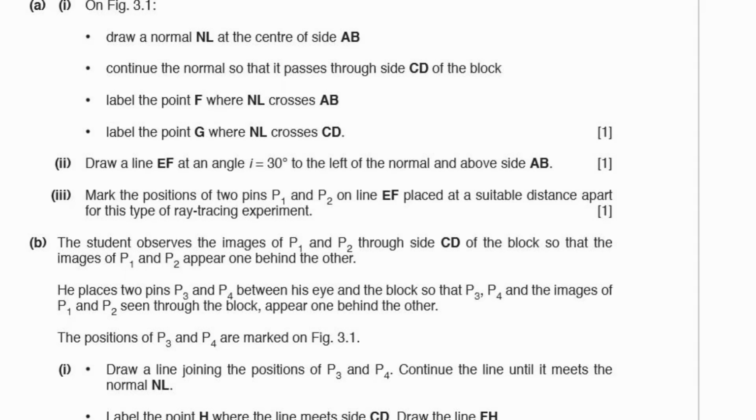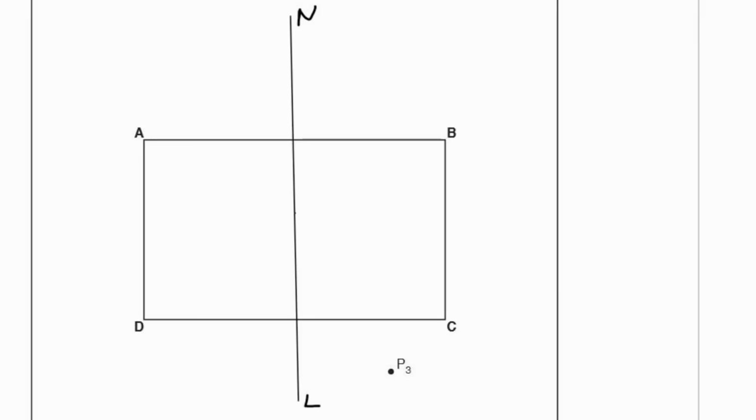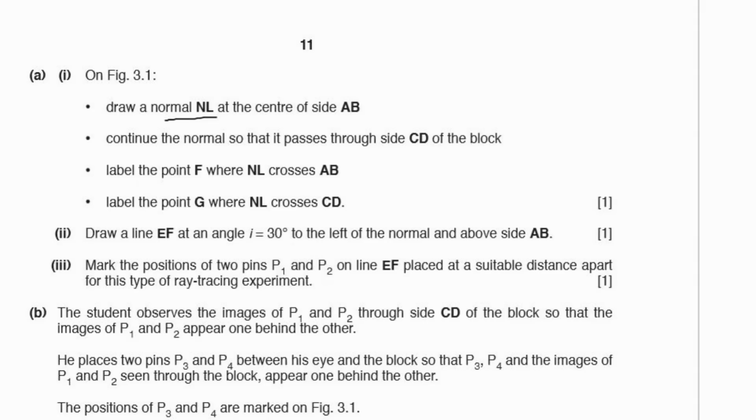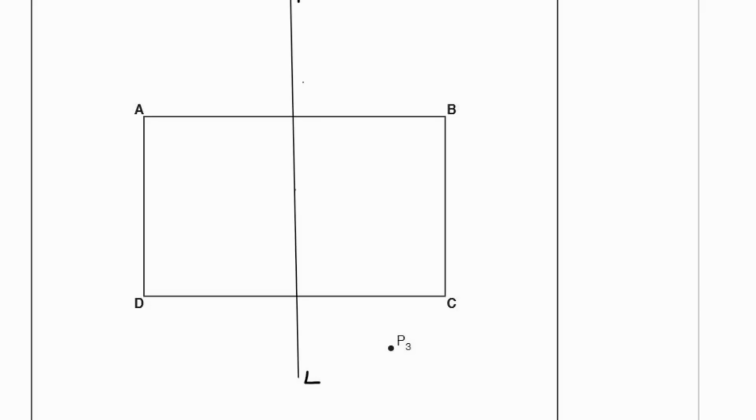Alright, so looking at draw normal NL at the centre of side AB, and we pass that through the other side of the block. Okay, now it says draw normal NL. What that means is it wants us to label it NL. So let's do that. There we go. Next one, label the point F where NL crosses AB, and then label the point G where NL crosses CD. Okay. There we go. That's both those points labelled.